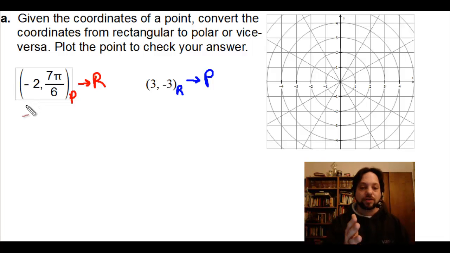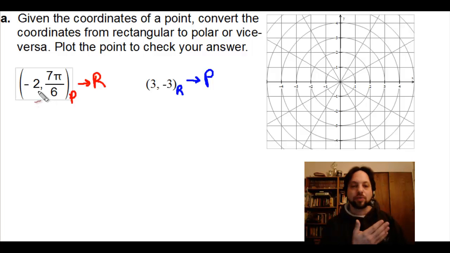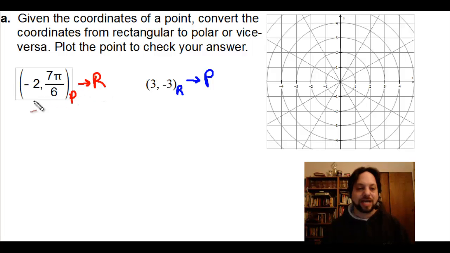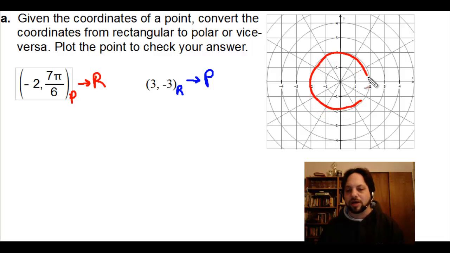So for our first example here, we have negative 2 comma 7 pi over 6 in polar form. I want you to take a moment and see if you can figure out where on the graph this point is going to go. Now, you might need to draw your own graph on your notes, but I actually do have one right over here, so I'm just going to go ahead and use that. Negative 2 comma 7 pi over 6. Okay, now the negative 2 does tell me that I'm going to be on the second unit circle. All right, so somewhere along this circle is where I'm going to be. In fact, let me just highlight that circle. I draw circles very terribly, but there we go.